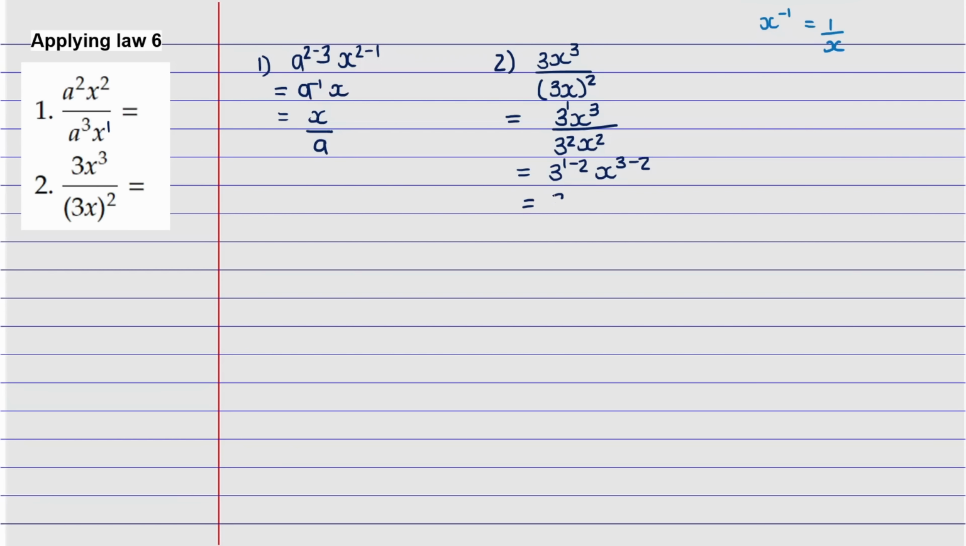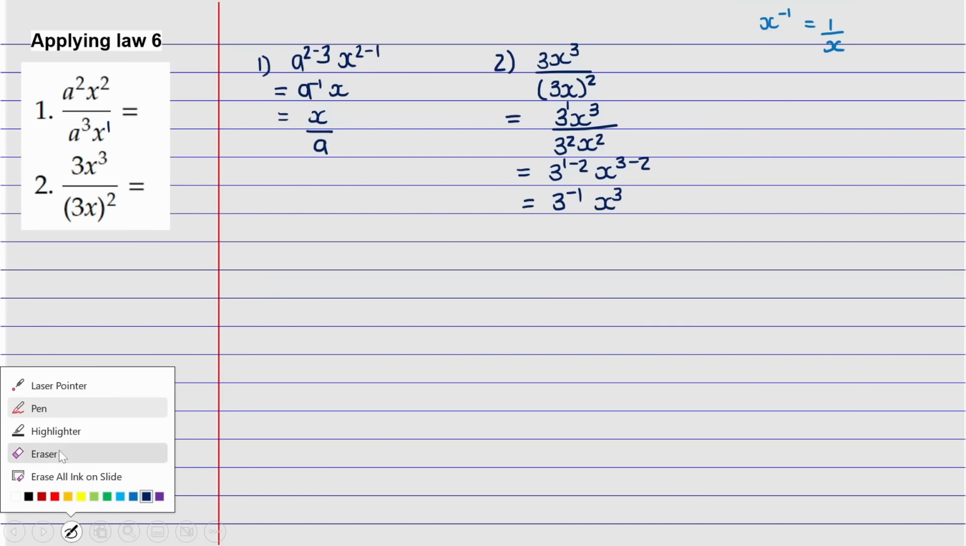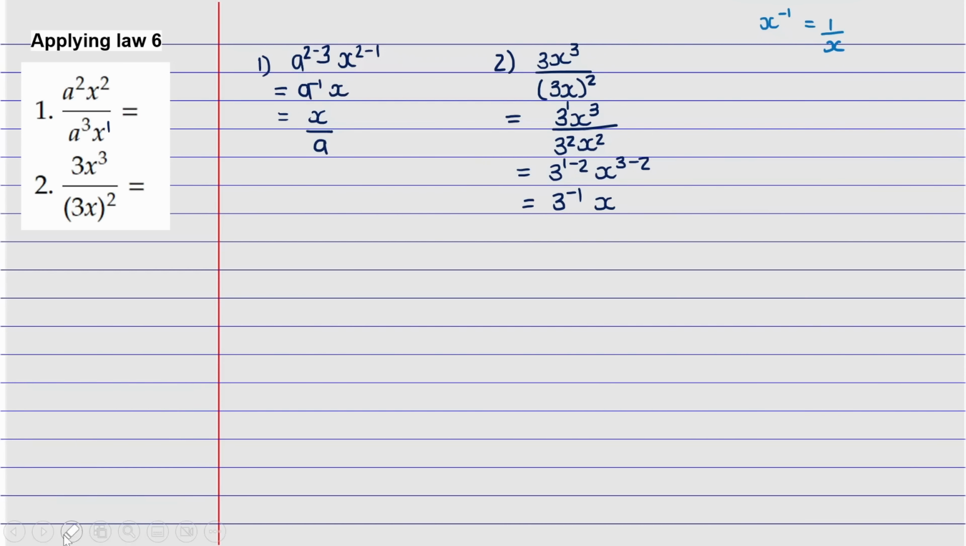This is going to be the same as 3 to the power negative 1. And here it's going to be the same as 3 minus 2. It's going to be the same as positive 1. So this is going to be the same as positive 1, which I'm going to just write as x. We want to get rid of the negative exponential. So our answer here is basically going to be x divided by 3. And this is how you would solve this type of question.